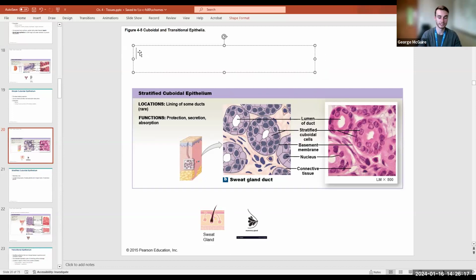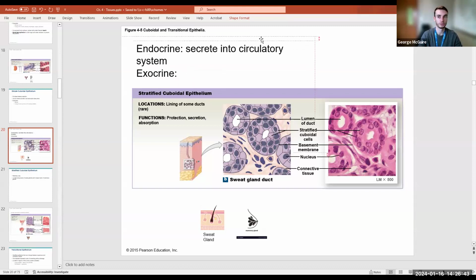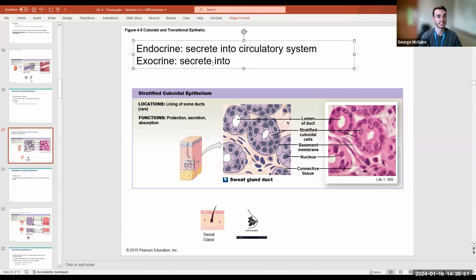So speaking of glands, we have endocrine versus exocrine glands, which can be an annoying thing to remember or keep track of. But essentially, if you break this down, endo, a prefix meaning into, and exo, a prefix meaning out of, endocrine glands secrete into our circulatory system, so into protected tissue in the body that is going to travel throughout the body. Exocrine glands are secreting into some space or into the external environment.